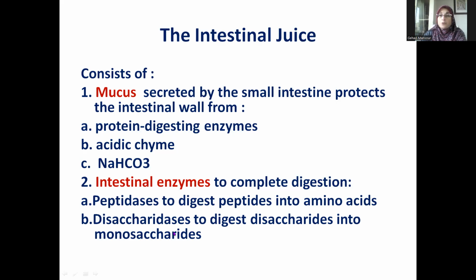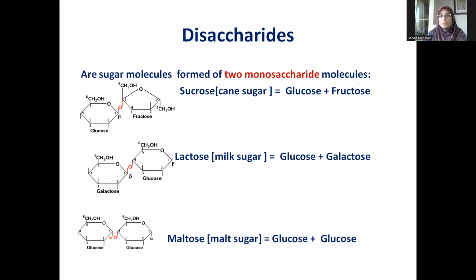The intestinal juice also contains disaccharidases to catalyze the digestion of disaccharides. Of course, if this is exceeding slide 71, then you wouldn't be asked about it unless through a comprehension passage. Disaccharidases catalyze the hydrolysis of disaccharides into monosaccharides. And here we can see examples.